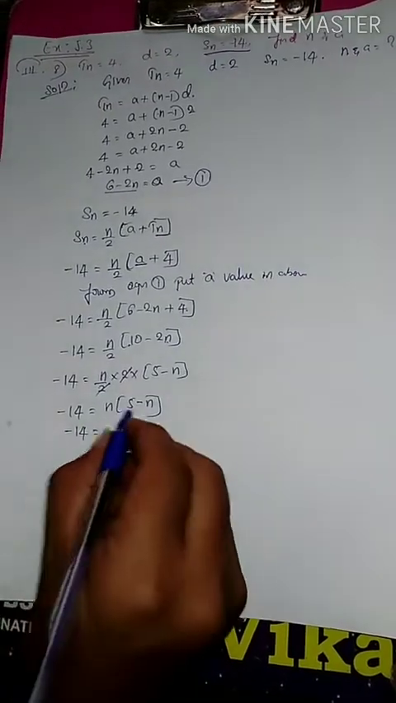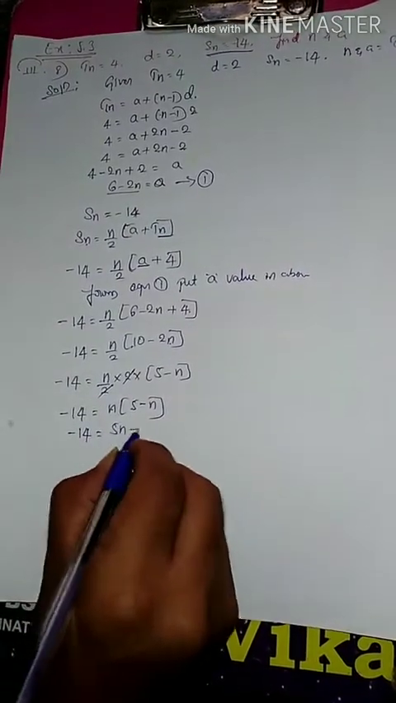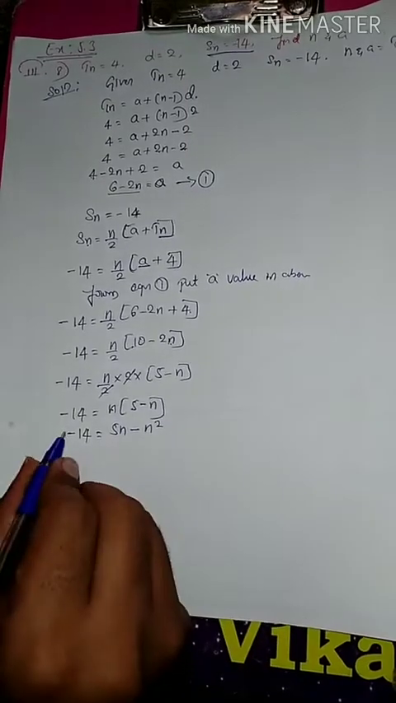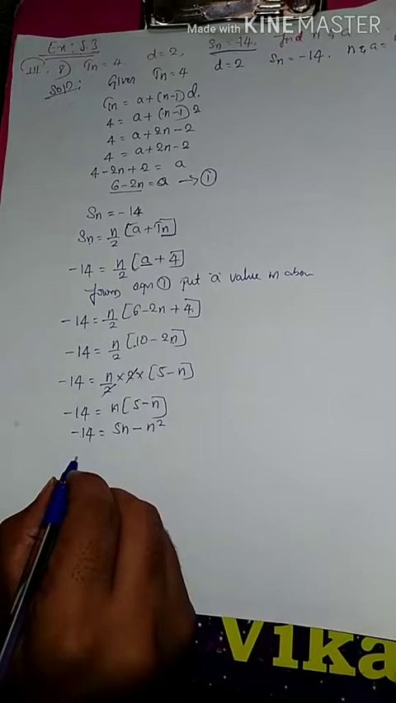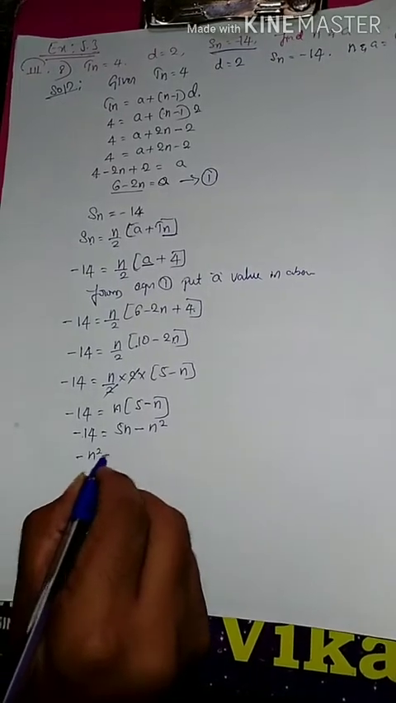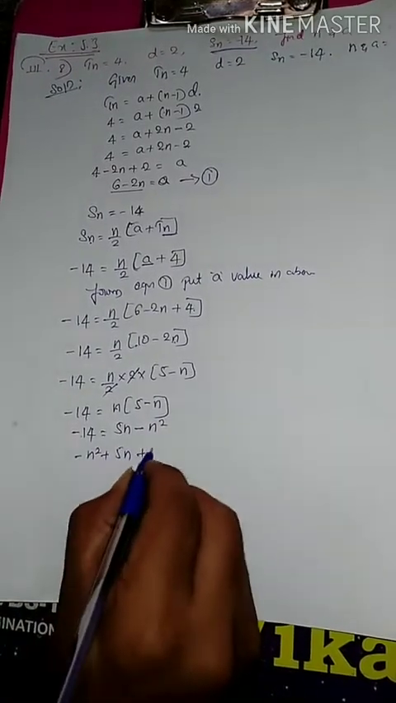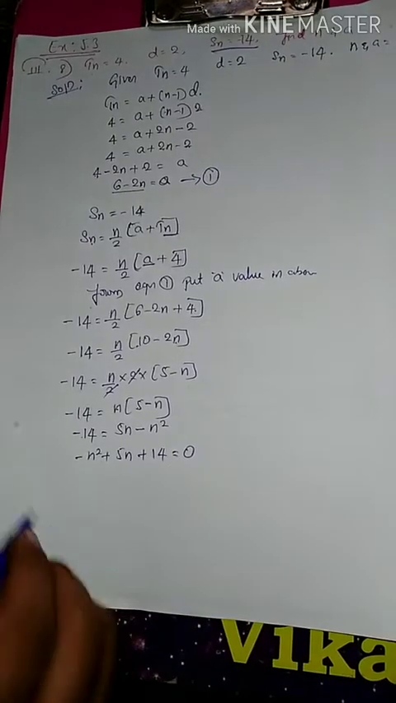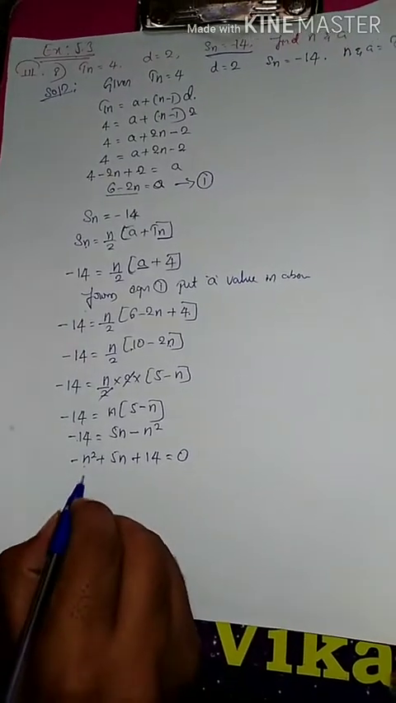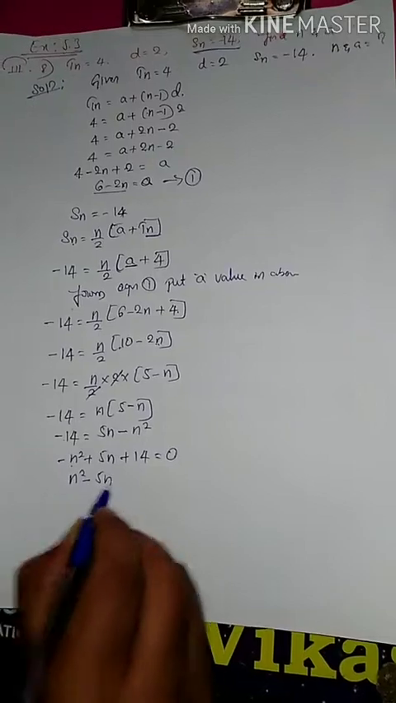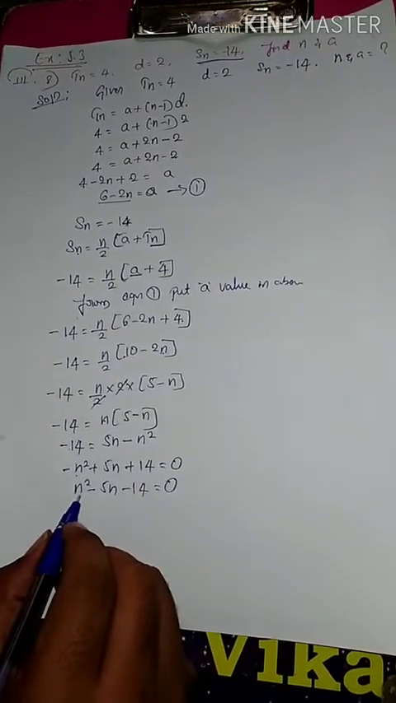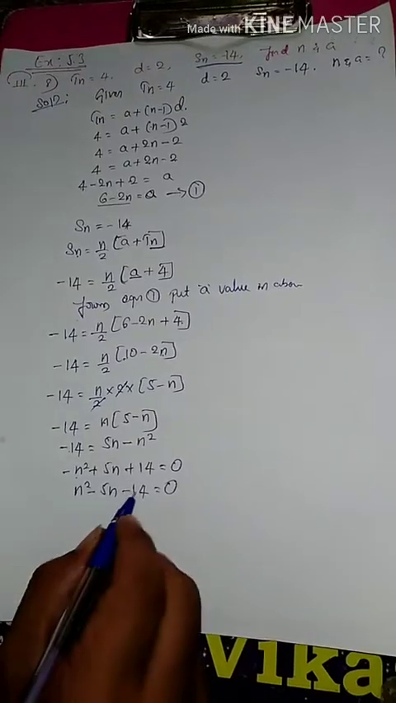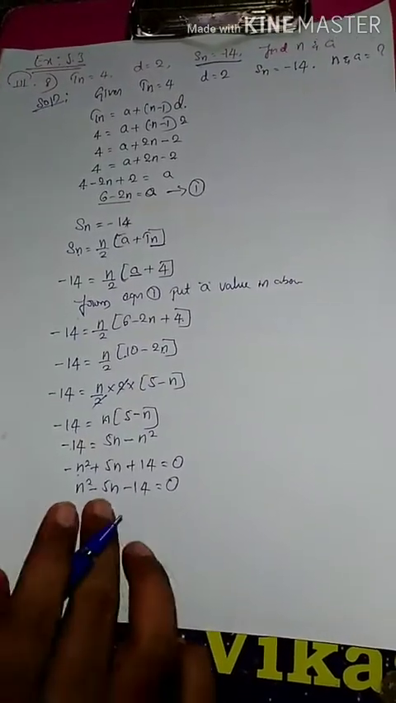Minus 14 is equal to 5 into n, 5n minus n into n, n square. So now transfer minus 14 to the right hand side. It becomes plus 14. So minus n square plus 5n plus 14 is equal to 0. So again take the minus sign common. It becomes n square minus 5n minus 14 is equal to 0. Now this equation is in the form of ax square plus bx plus c is equal to 0. Therefore it is a quadratic equation.